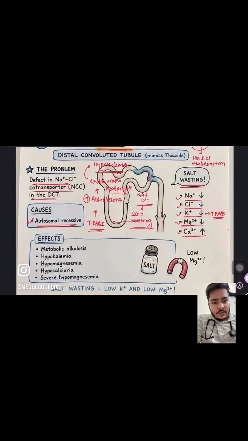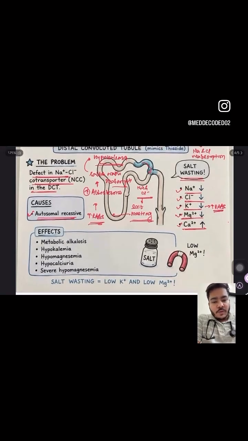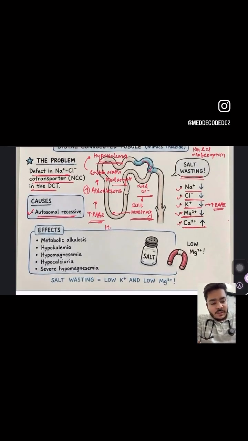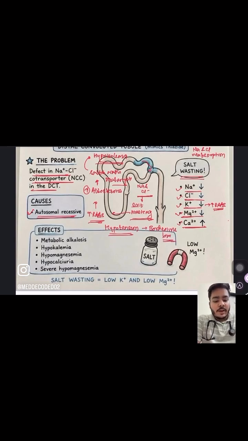you can have loss of sodium and chloride, but usually the majority of the chunk is being absorbed in the thick ascending limb of the loop of Henle. So here the patient will have salt wasting. The patient can present with hypotension, but it is usually not severe. So the blood pressure is borderline low, right? You cannot have frank hypotension.